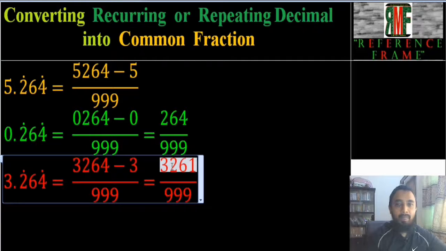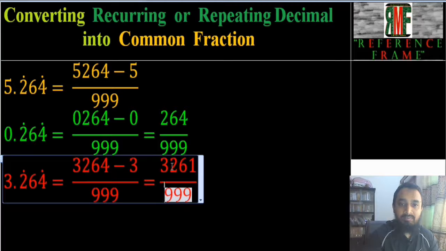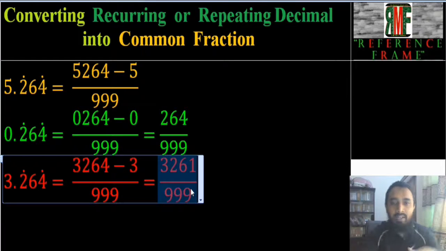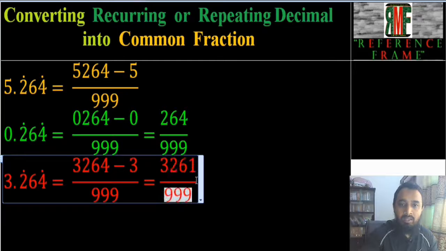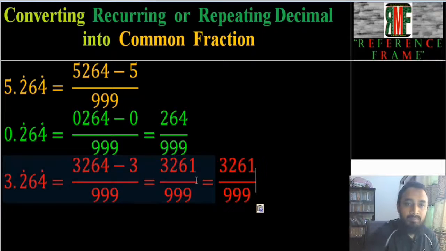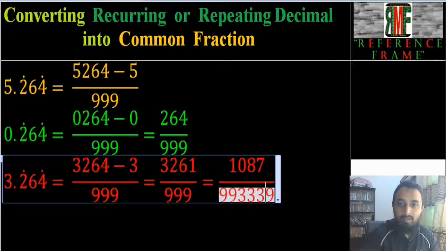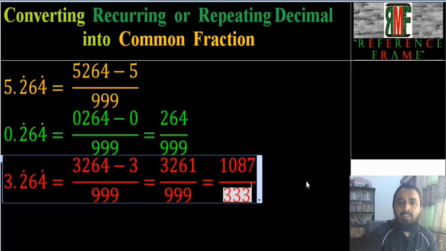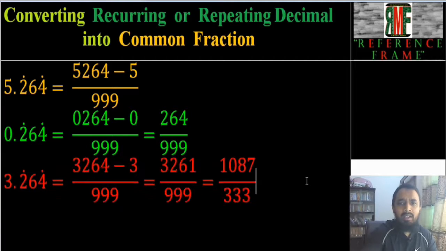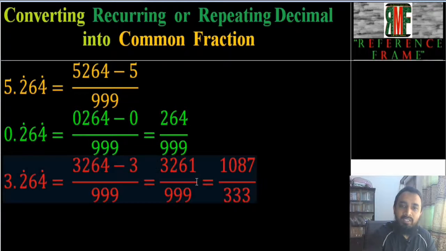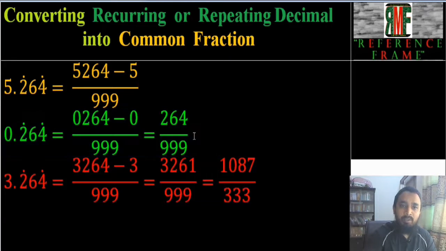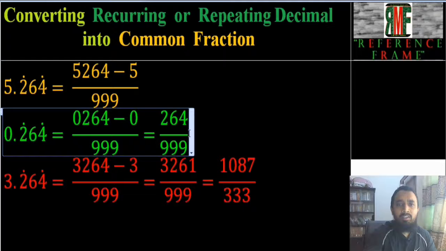By dividing this with 3, we're going to have a result. The result is going to be 1087 divided by 333. If this is divisible or not divisible, it doesn't matter. You need not be so worried about that. All you need to do is just convert. If you keep your answer up to this line, you will be given 4 marks. If that is divisible and you're going to divide, then okay, divide. Like this one is going to be divided.